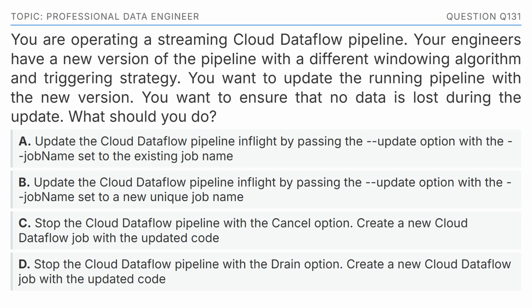Option C. Stop the cloud Dataflow pipeline with the cancel option. Create a new cloud Dataflow job with the updated code. Option D. Stop the cloud Dataflow pipeline with the drain option. Create a new cloud Dataflow job with the updated code.